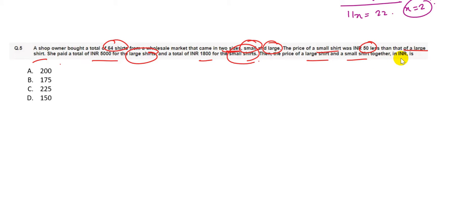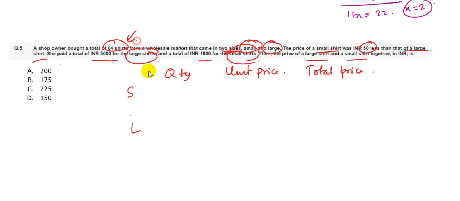Now to solve this question, the simple way is to make a table, and the table would be like this: small, large. There are two types of shirts, small and large, and we take the quantity and the unit price of both and calculate the total price. So the total quantity of shirts is given as 64, so we don't know the number of small and large shirts individually, so we take the quantities as x and 64 minus x.